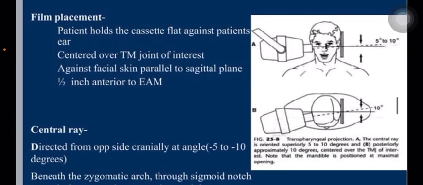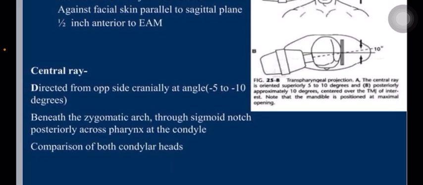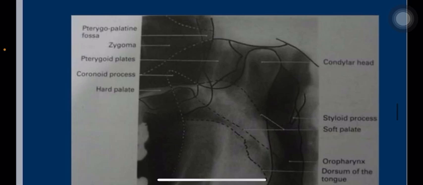For the film, the patient holds the cassette against the ear centered over the TM joint of interest, against the facial skin parallel to the sagittal plane, half inch anterior to the external auditory meatus. The central ray is directed from the opposite side cranially at an angle of -5 to -10 degrees beneath the zygomatic arch through the sigmoid notch posteriorly across the pharynx to the condyle, and then comparison of both side condyles is made. In this we can see the condylar head clearly.